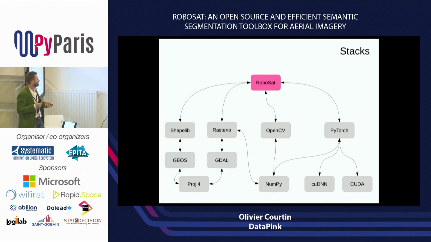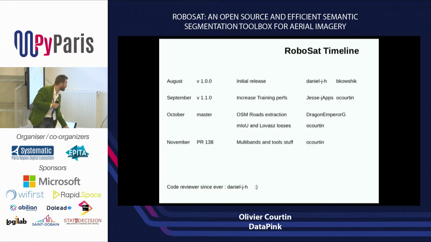What about the stack? About Robosat itself, there is a geospatial stack, a machine learning stack, and an image manipulation one. So all of them are based on Python API, but there are several combinations of software able to, in the end, convey only a few lines of Python to achieve it.